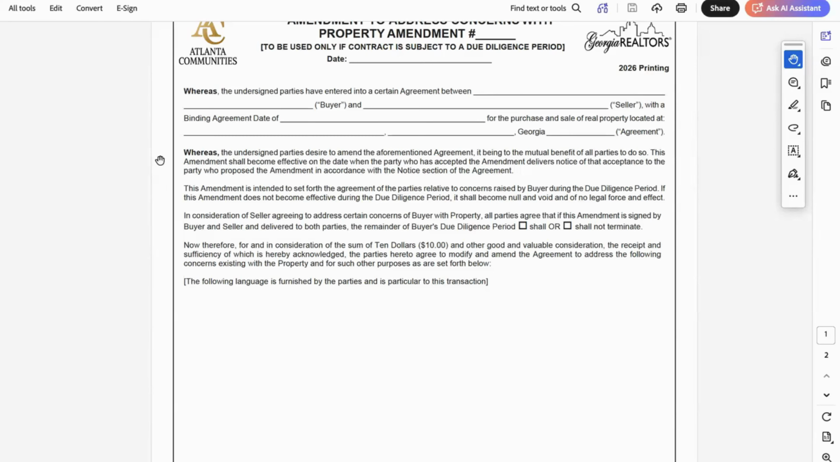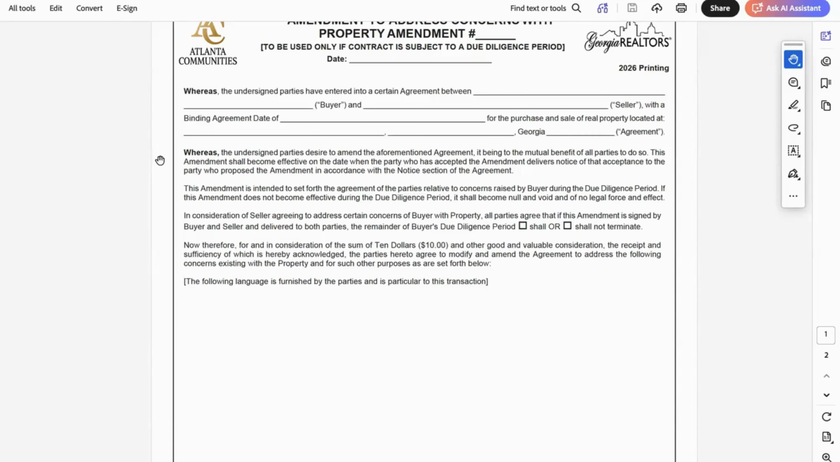When the amendment becomes effective: the amendment becomes effective only when one party signs accepting the amendment and notice of acceptance is delivered to the other party. This follows the notice section of the contract. Real estate contracts become binding through signature and notice.